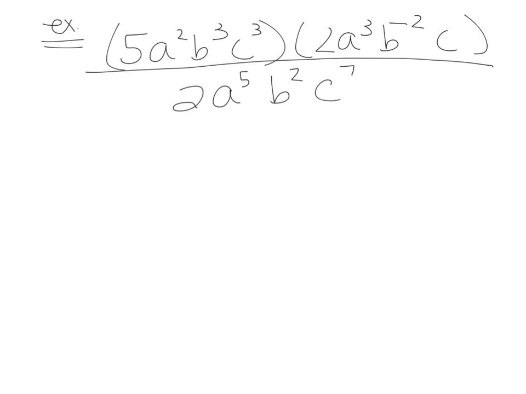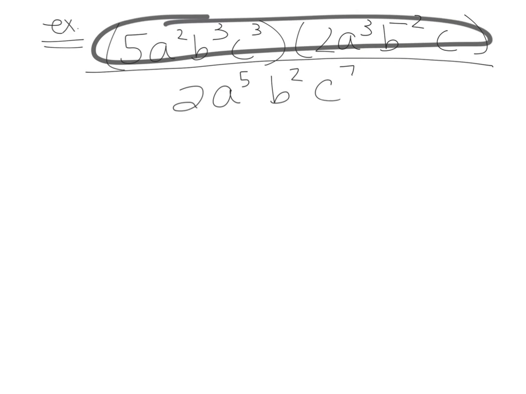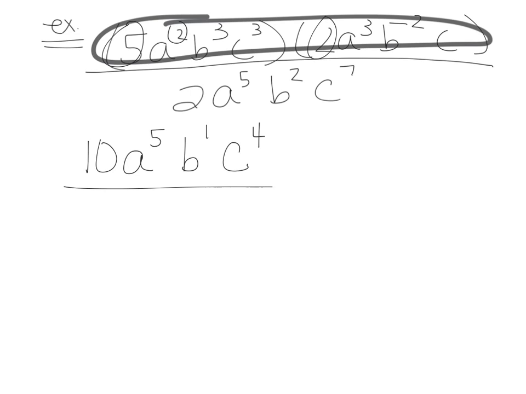So on a problem like this, what am I going to do first? Clean up that top. What do I do with my big numbers? Multiply them. What do I do with my exponents? Add them. A to the 5th, b to the 1st, c to the 4th. All over 2a to the 5th, b squared, c to the 7th. Am I done? No, I got a's, b's, and c's everywhere.